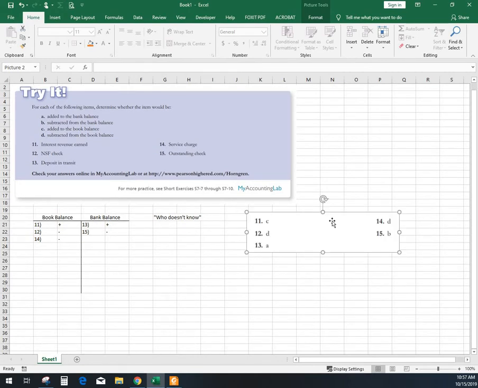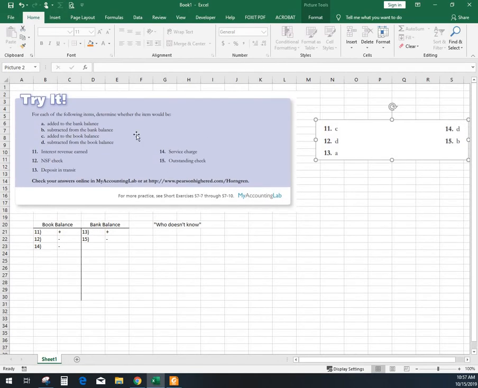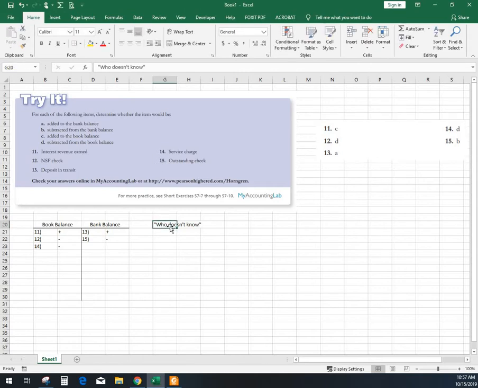And that's just a quick little way to understand how to do basic bank reconciliations. If you ask yourself the question, who doesn't know about this transaction? That will tell you which balance you need to adjust, and then it's simply a matter of adjusting it up or down.